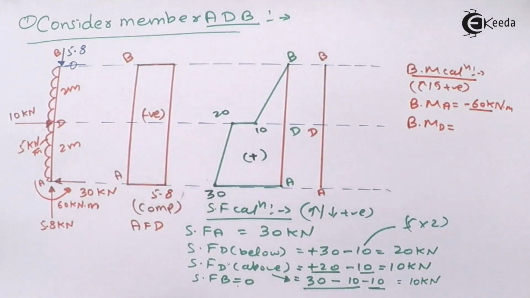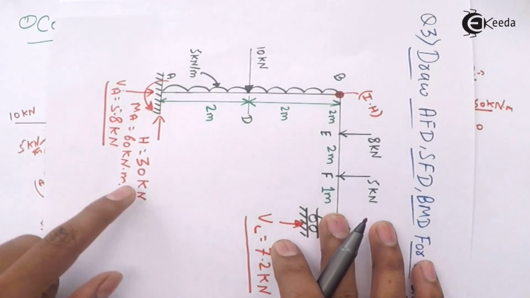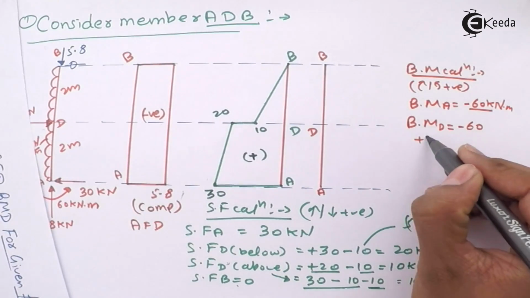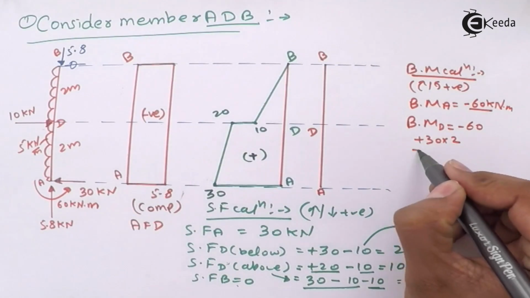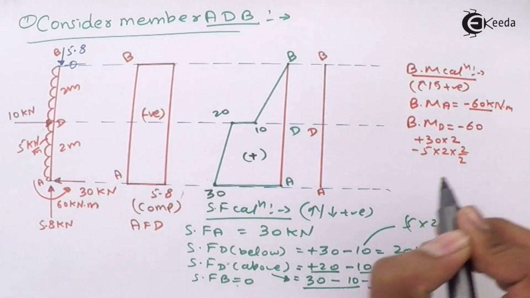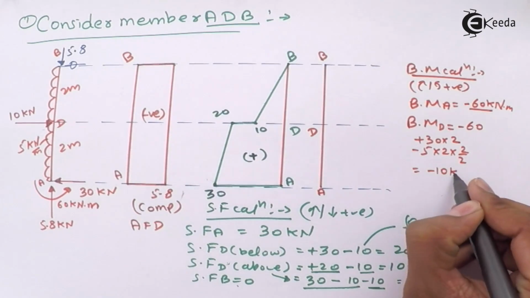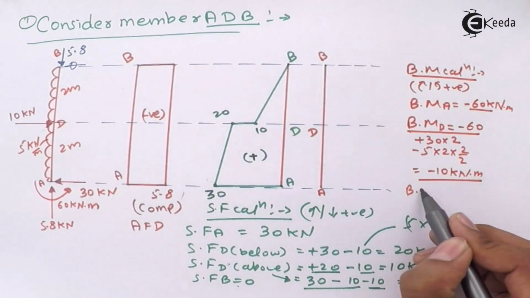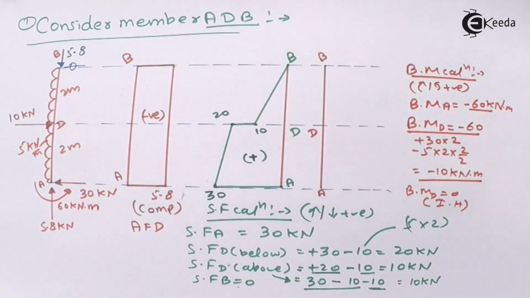See what will come. First comes minus 60, after that plus 30 into 2, plus 30 into 2, after that minus 5 into 2 into 2 by 2. Now while solving this you get the answer minus 10 kilonewton meter. Now bending moment at D is equal to 0 because of the internal hinge. Because of the internal hinge, bending moment at BD will be 0.